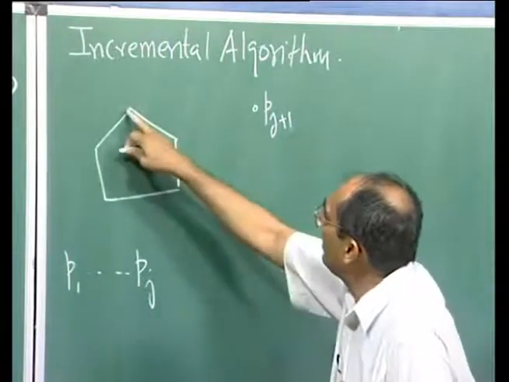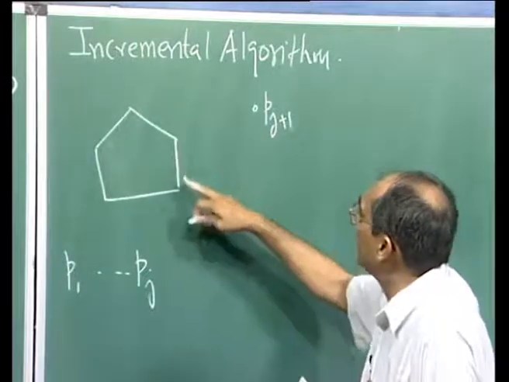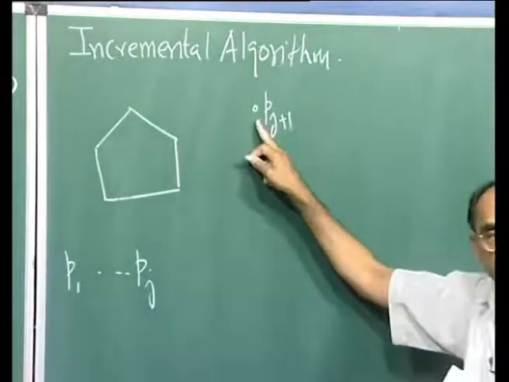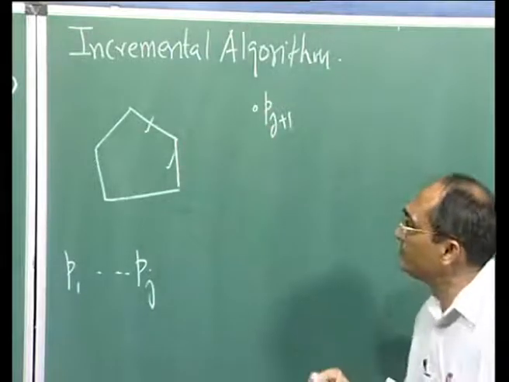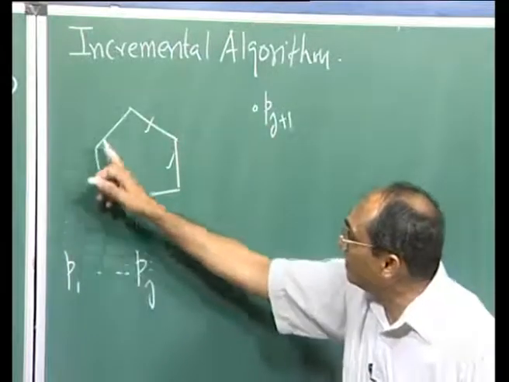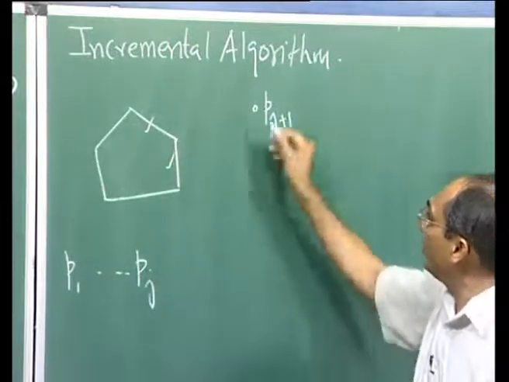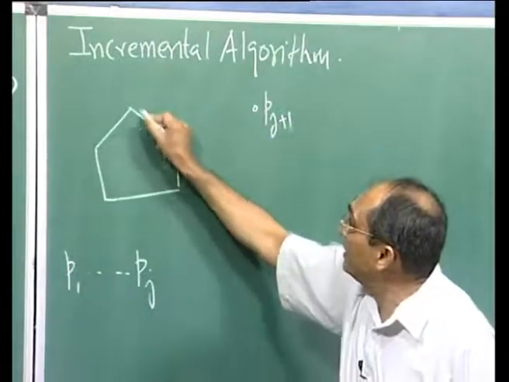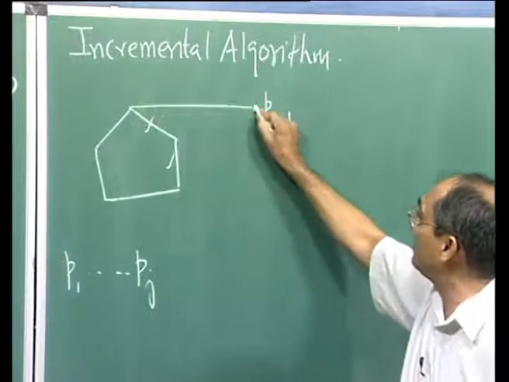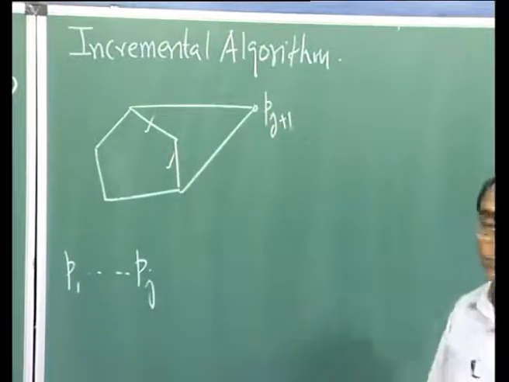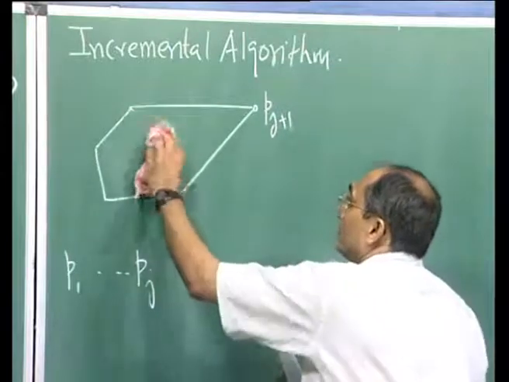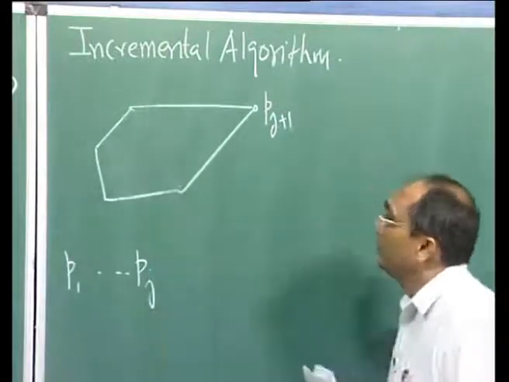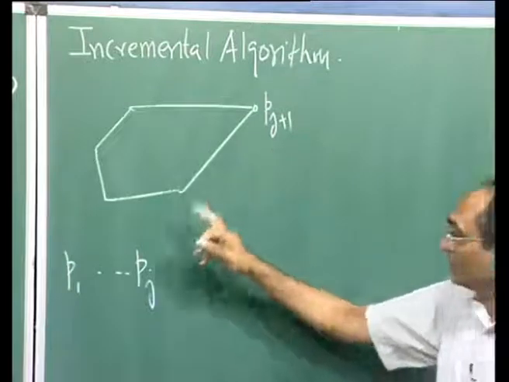then we have to see which all sides are visible from pj plus 1. So, this is visible and this is also visible, but these are all hidden. So, if I draw a tangent, it will touch these 2 points, and then we are going to remove this portion. That will form the convex hull for the first j plus 1 points.